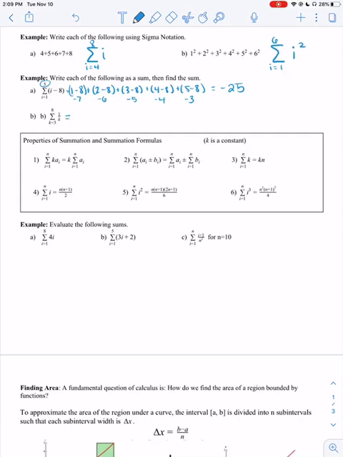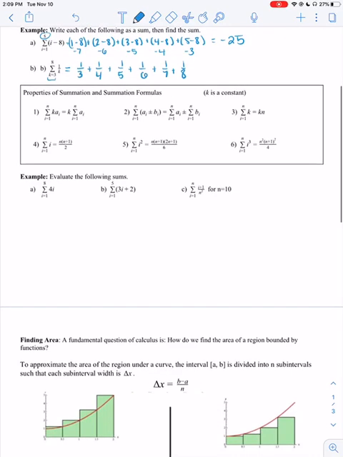So here we're going to start. Notice the lower bound is 3, so we're going to start with 1 over 3. Then we're going to add 1 over 4, then 1 over 5, 1 over 6, 1 over 7, 1 over 8, and then stop because 8 was the upper bound. And so that equals something, okay? Use the calculator. Okay, so there are properties of summation and some summation formulas.